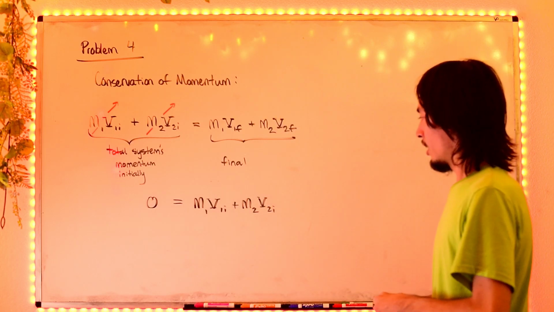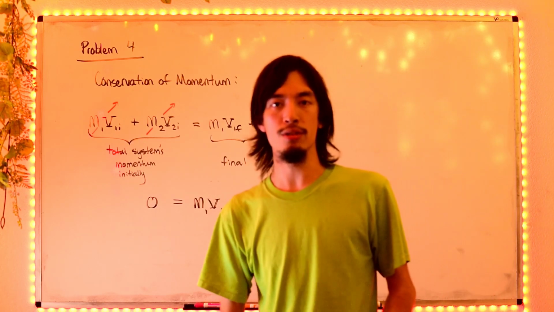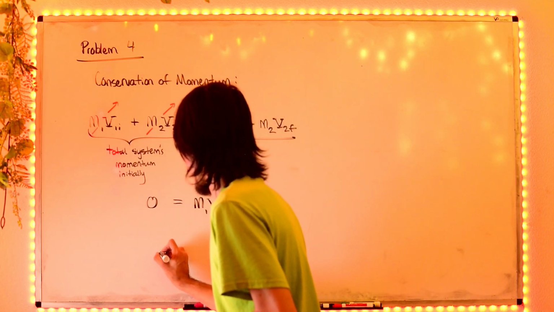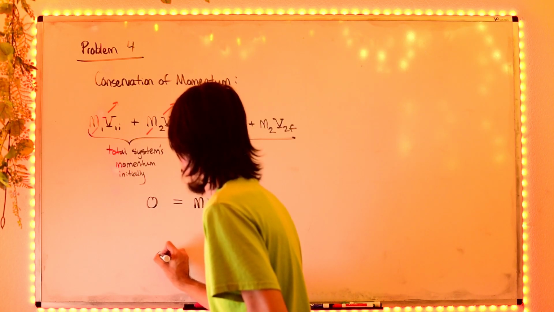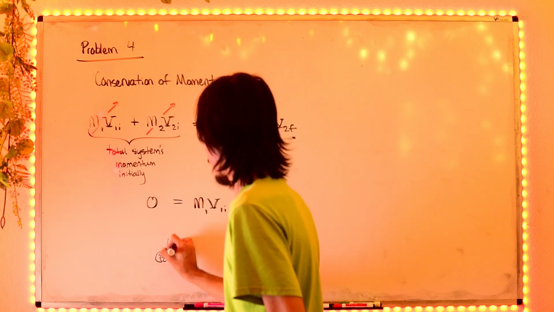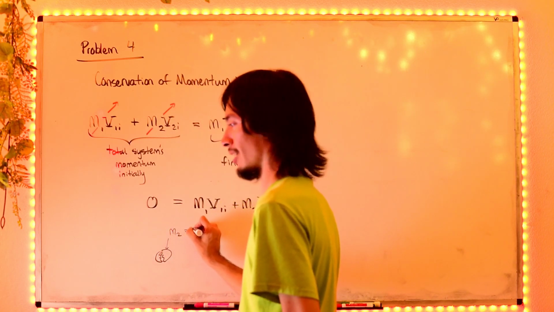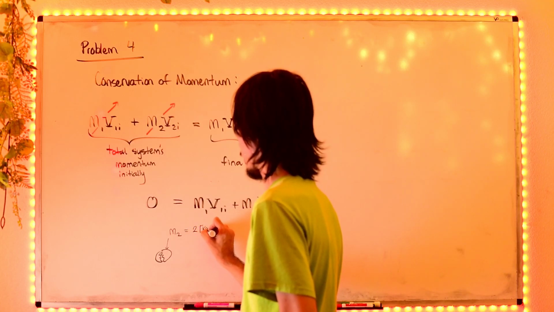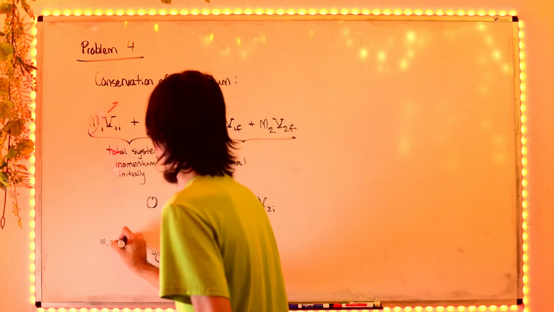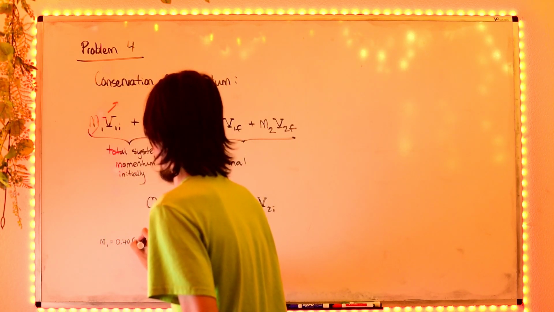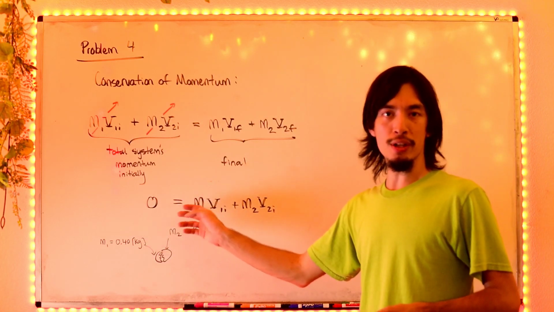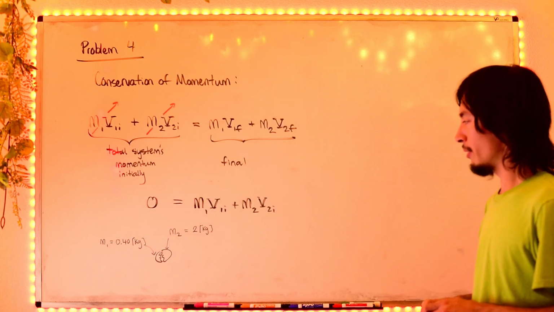Okay. Let's define what 1 and 2 is. It doesn't really matter which one's which as long as you're consistent. So we're going to say that the smaller piece is 1 and the larger piece is 2. So M2 is going to be 2 kilograms and M1 is going to be 0.40 kilograms. Okay. So we're going to designate 1 and 2 as the smaller and the larger piece, respectively.